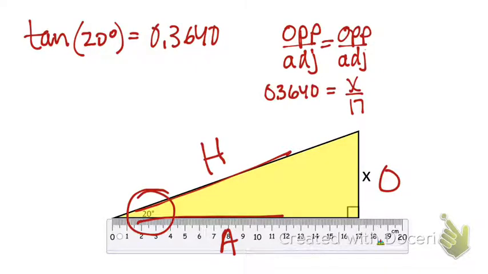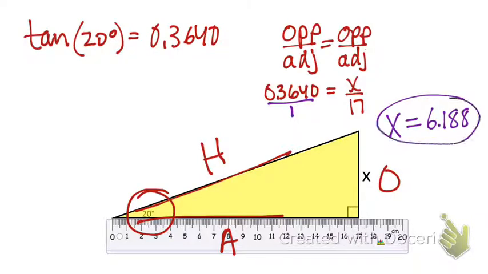When most people solve this problem, they put a 1 on the bottom to turn it into a fraction. And now we're going to find the cross product. And x times 1 is x. And if we do 17 times 0.3640, our answer is 6.188.